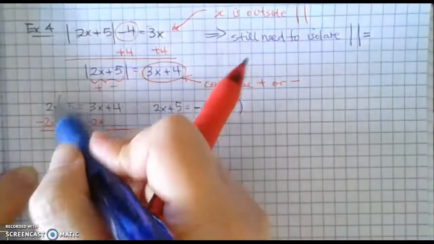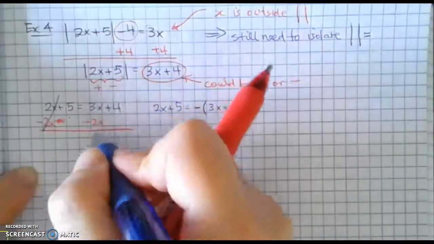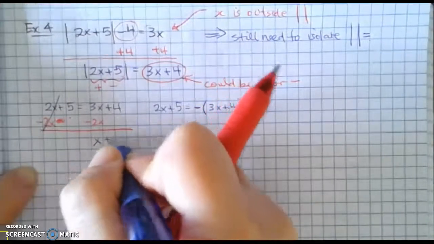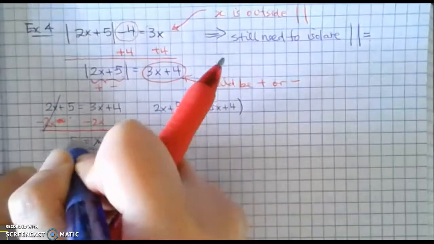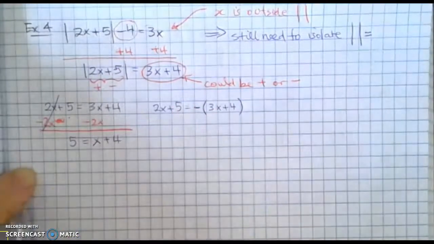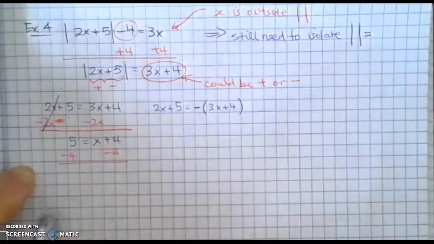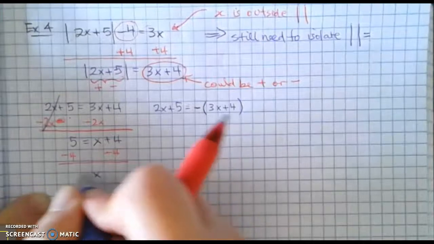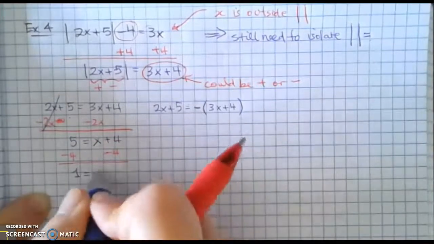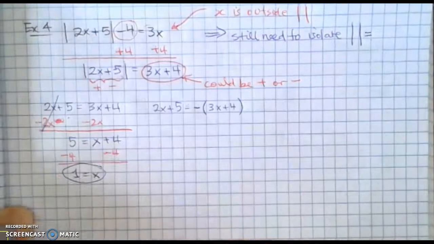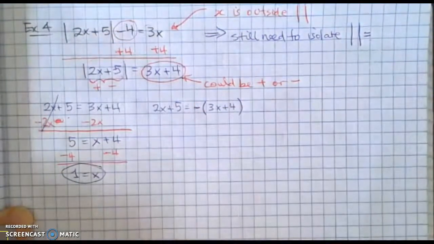And then this goes away and you're left with 3x minus 2x, which is just x, plus 4 on the right hand side, and is equal to 5. And then from here, I am going to subtract 4 from both sides. And that leaves us with x is equal to positive 1. That's my one solution.